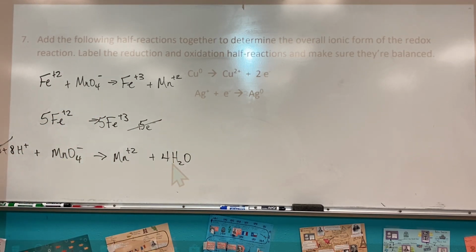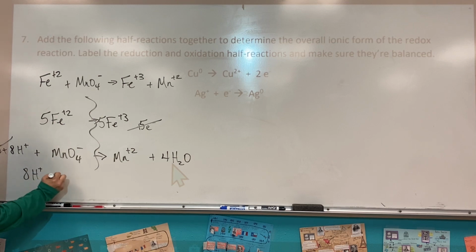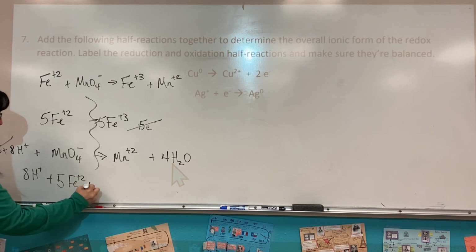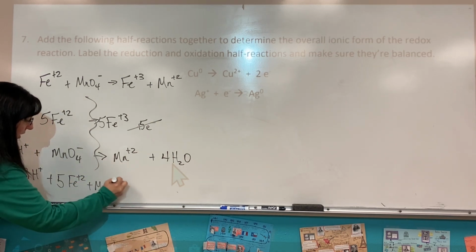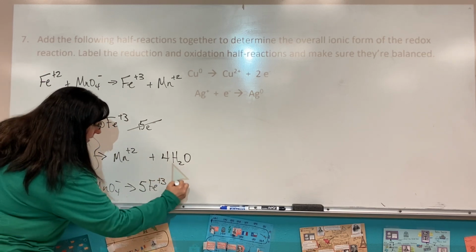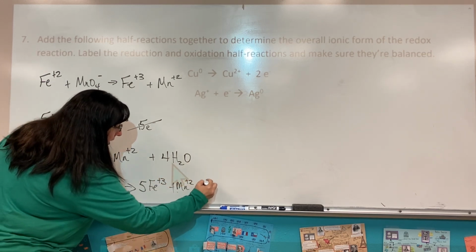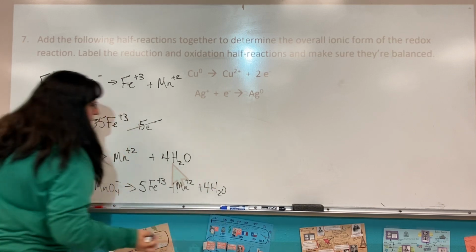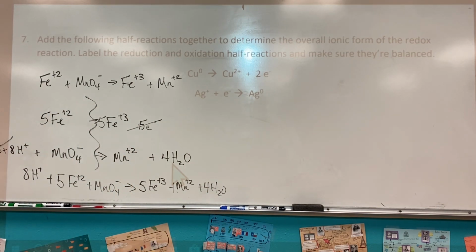All right, so now I'm going to add everything to the left of the reaction together. So I have 8 hydrogens plus 5 Fe's plus MnO4 negative will give you 5 Fe plus manganese plus 4 waters. And that right there would be your answer. So this right here is showing the movement of those electrons, which is what redox is.